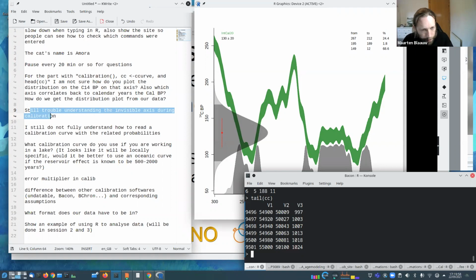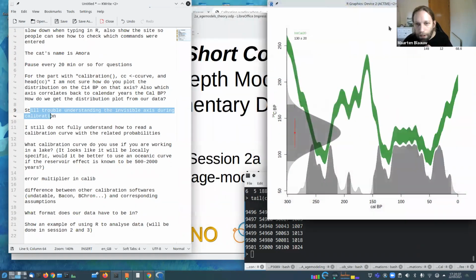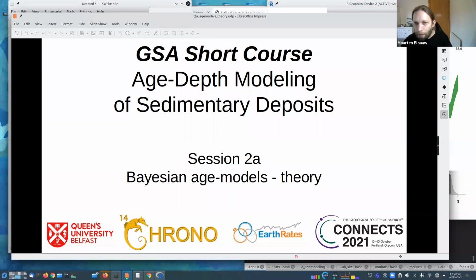Then there was also a question about the difference between different calibration software, or rather age modeling software. We'll be looking at that a little bit today, not in too much detail. Another question was, what format does our data have to be in? That will also be covered today and next week. And there was a question about an example of using R to analyze data, and we'll actually be doing that later today. Okay. So that was it for now with the questions, and let's get started now. I hope you can see my screen here.